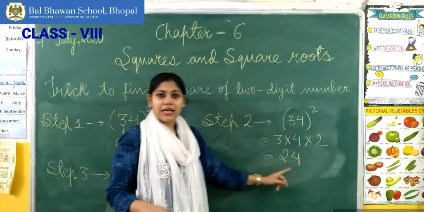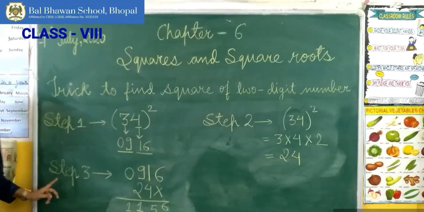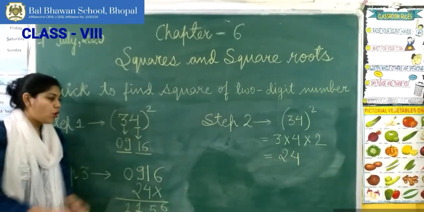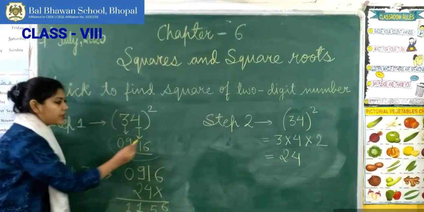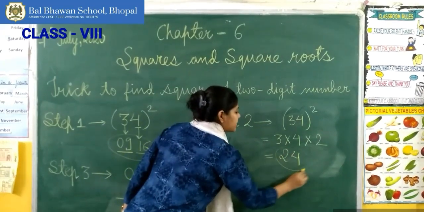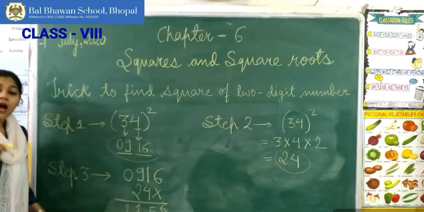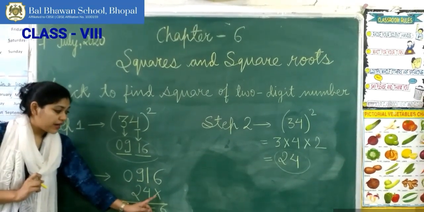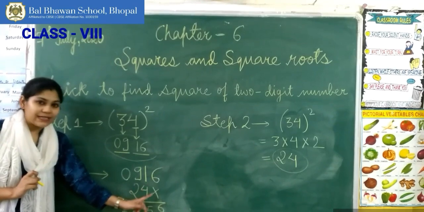So step number 2 is done. Now come to step number 3, where we are going to add the numbers which are obtained. This number and 24. Now remember how to add it. The process is you will not write any digit below 1's place.